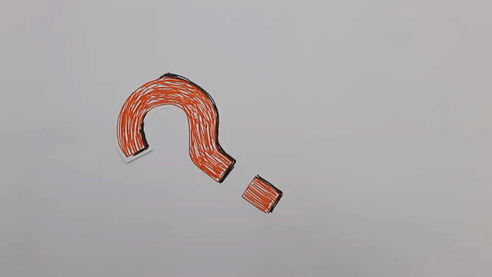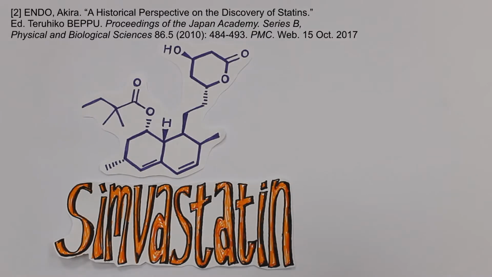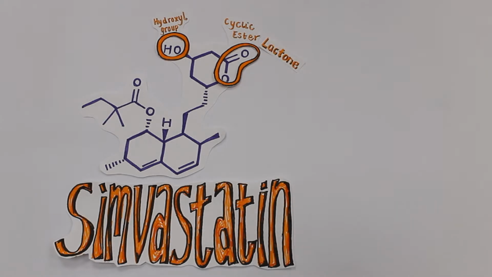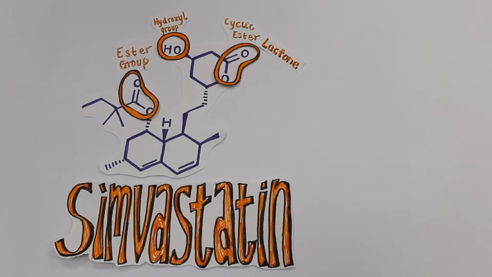Interesting. What is it in simvastatin's structure that makes it so potent? Well, we can get to that a bit later, but first let's look at the structure of simvastatin. Can you identify the main functional groups? Okay, let's see. Simvastatin contains a hydroxy group, a cyclic ester, which is otherwise known as a lactone. It also has several aliphatic regions and chains, as well as an ester functional group.